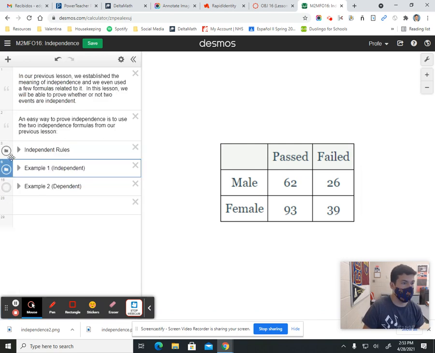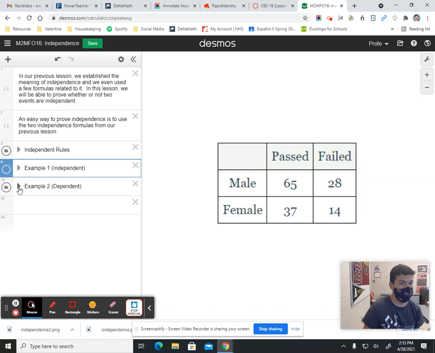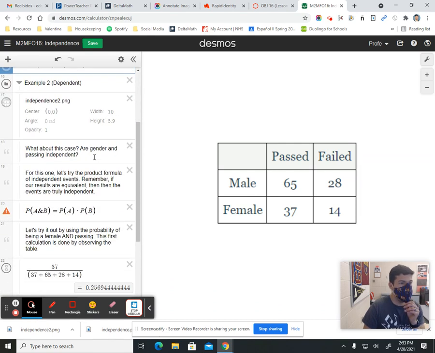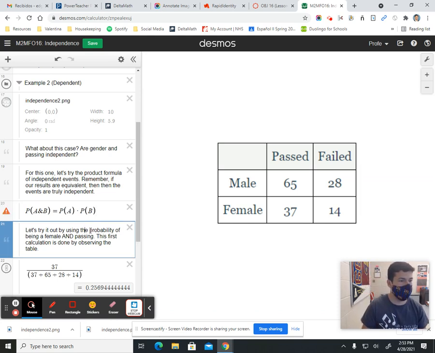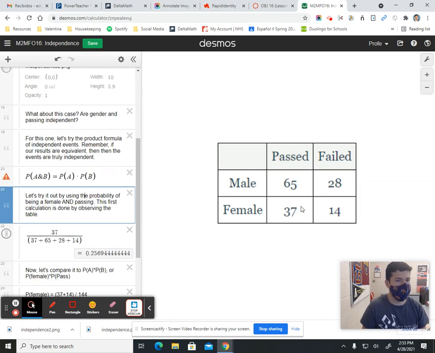All right, now let's move on to an example where we will not see independence. All right, again, are gender and passing independent? I'm going to use the product formula for this one. And you're going to use whatever formula your problem guides you to use, all right? It has fill in the blanks. So I'm going to try this with, what's the probability of being female and passing? Female and passing, that's 37 out of the total. I believe the total is 144 students. So that's 37 out of 144. In other words, about 25.69%.